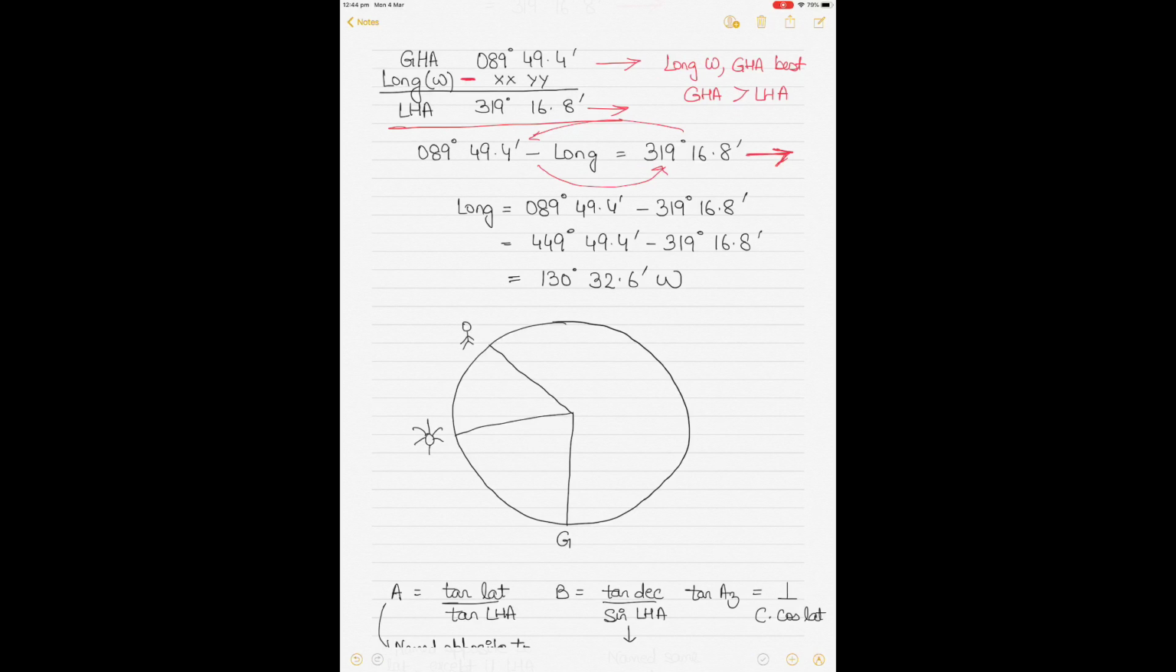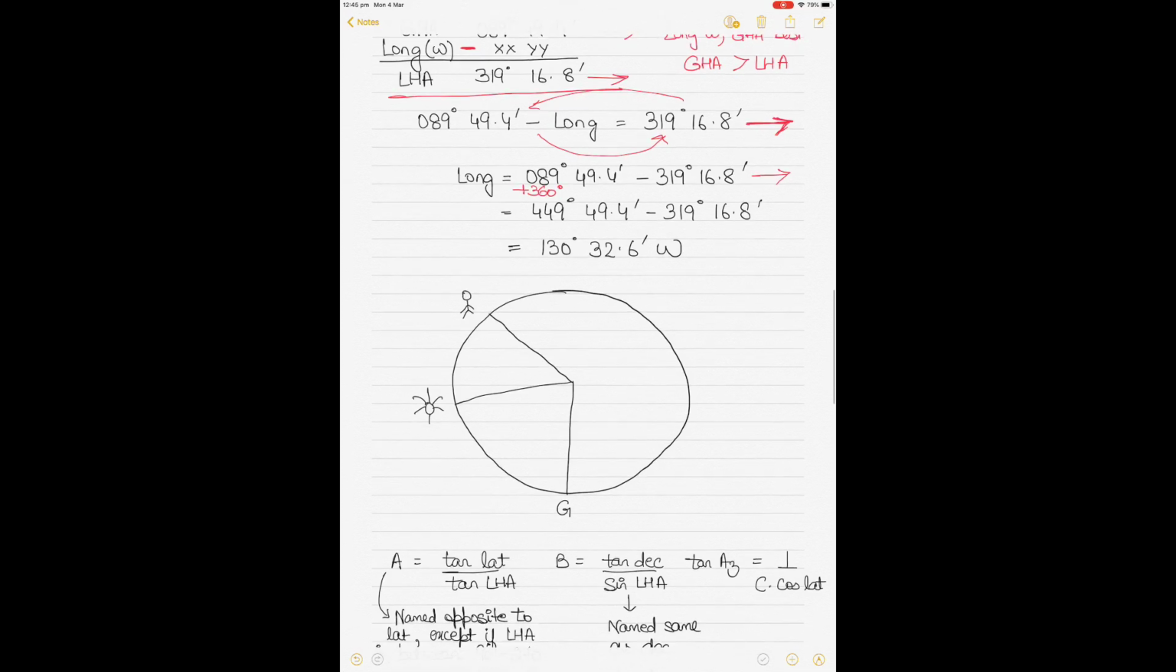So longitude equals 89 degrees 49.4 minus 319 degrees 16.8. Now you might ask me, how can I subtract a bigger number from a smaller number? How can I get a negative longitude? Well, don't do that. When you see a case like this, add 360 degrees to the smaller number. When you add 360 degrees, this becomes 449 degrees 49.4. Then you can subtract, and what you get is longitude 130 degrees 32.6 minutes west.